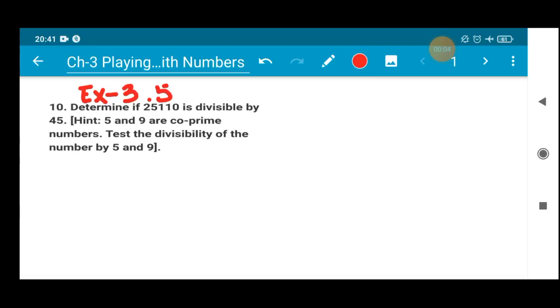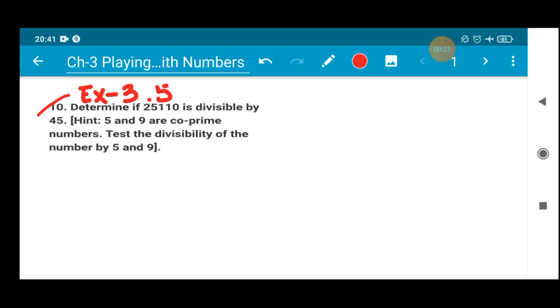So in the last class we have done till question number 9, and in today's session we'll be starting with question number 10 of exercise 3.5. Question number 10 states: determine if 25110 is divisible by 45.